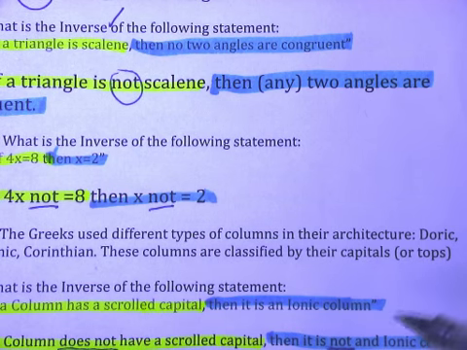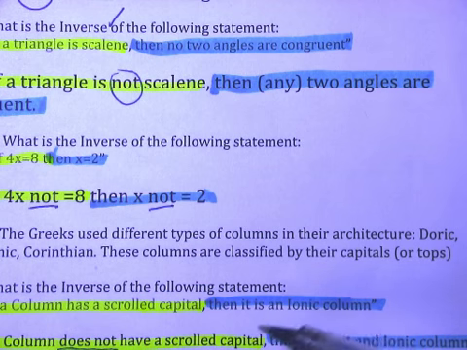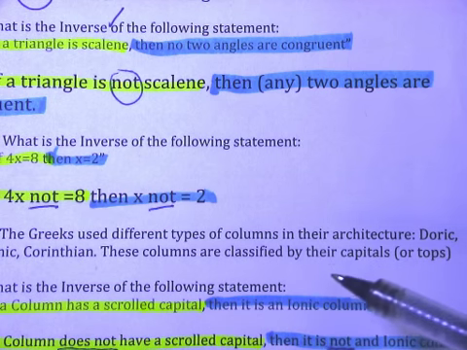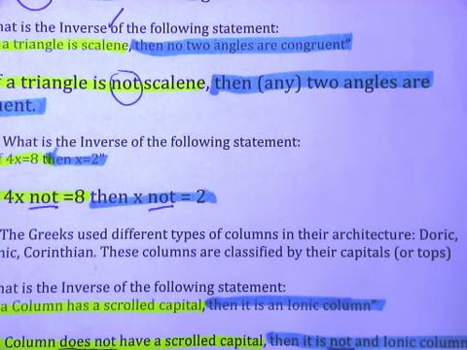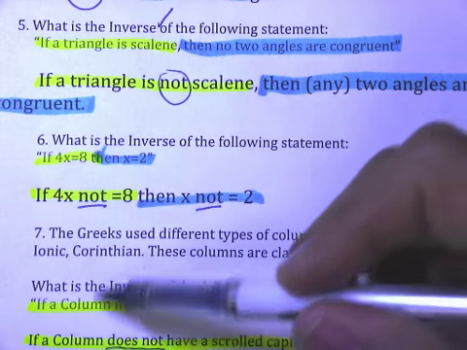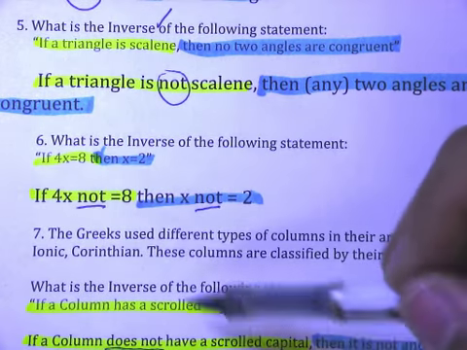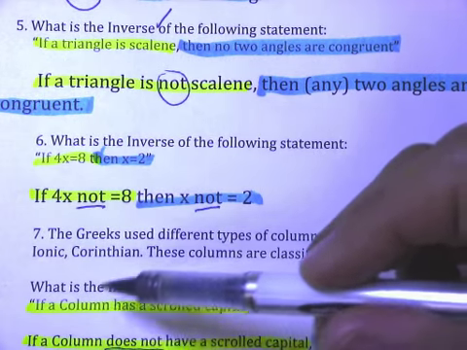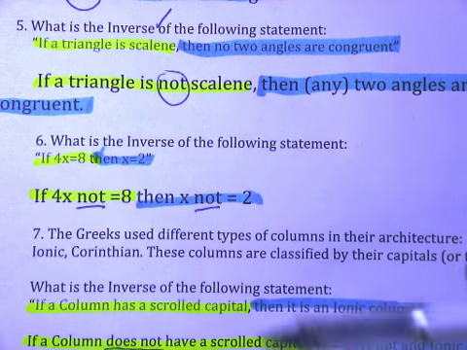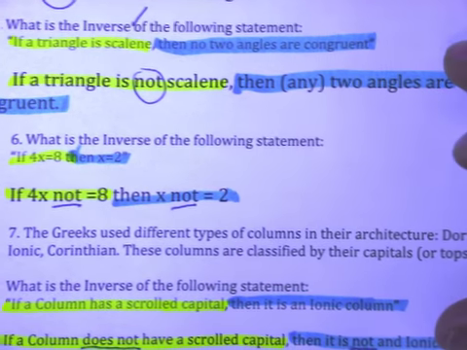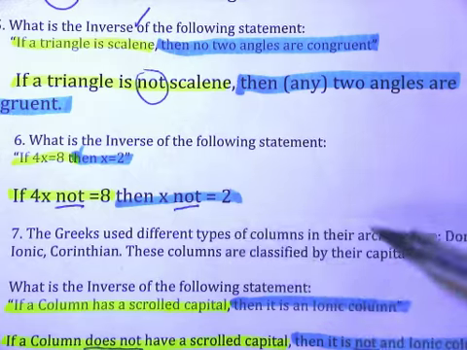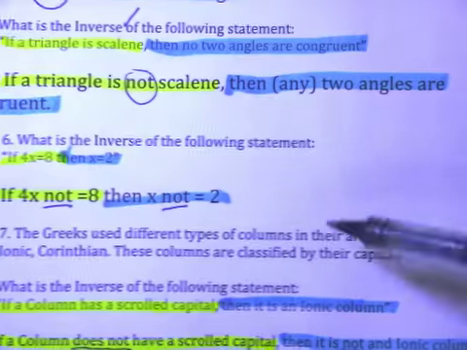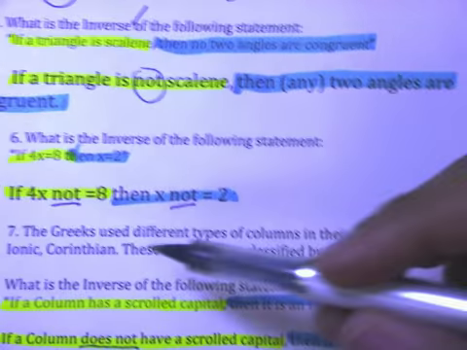However, on the EOC or on one of my examinations, you might see an answer that looks more like this. I'm not saying this is the right choice. This is a good choice. But if they don't show you a choice like this, that means that there's another choice, and it'll probably look like this. Well, if a column has a scrolled capital, what's the inverse of that? If a column does not have a scrolled capital. Okay, so that's pretty easy.